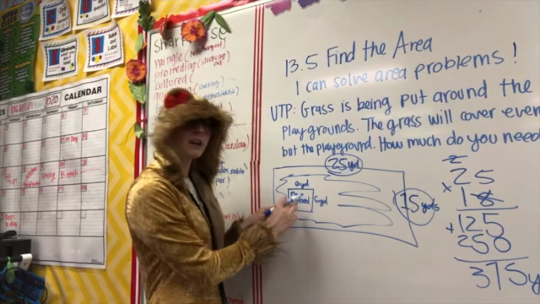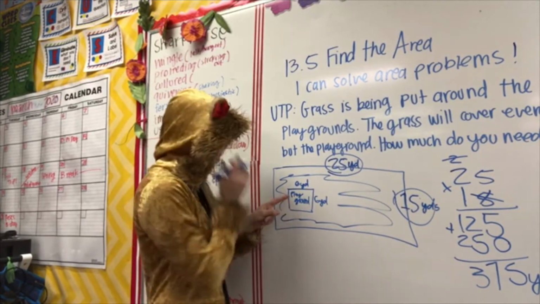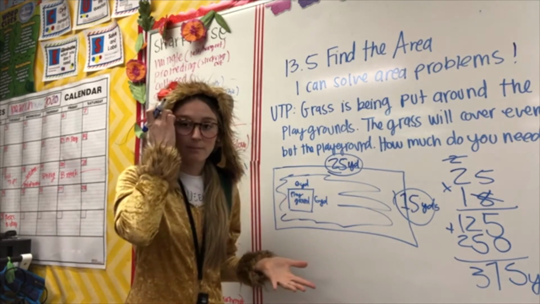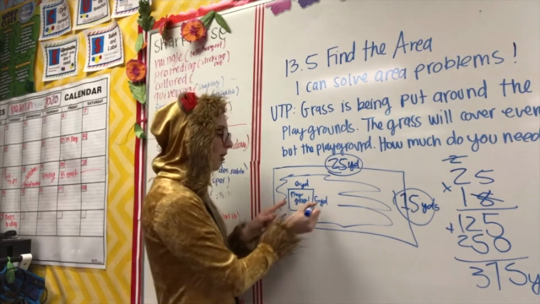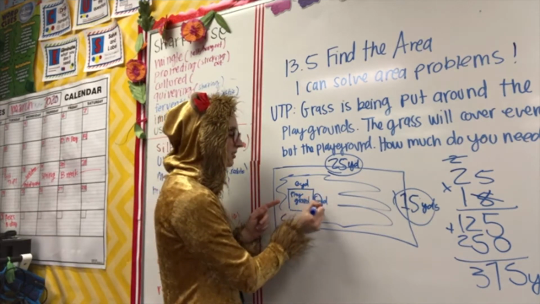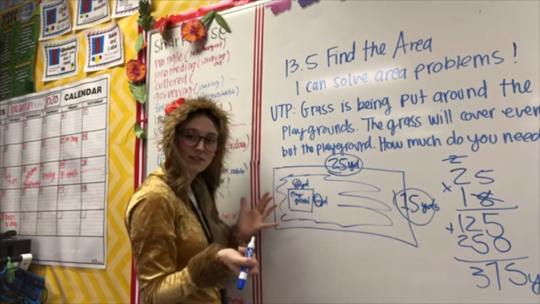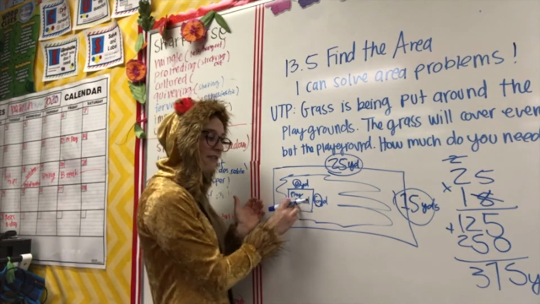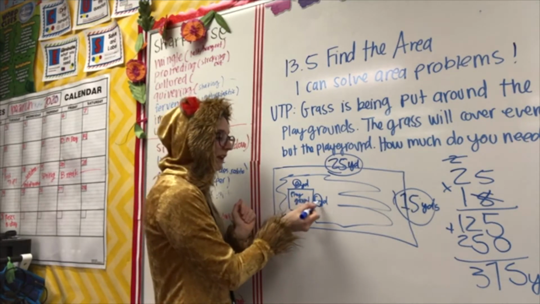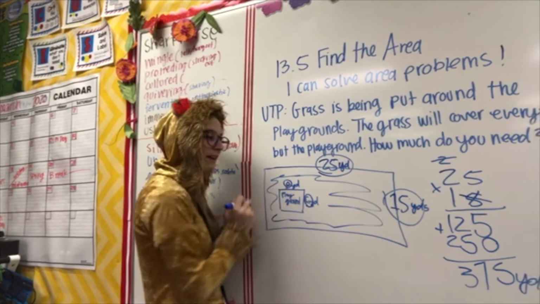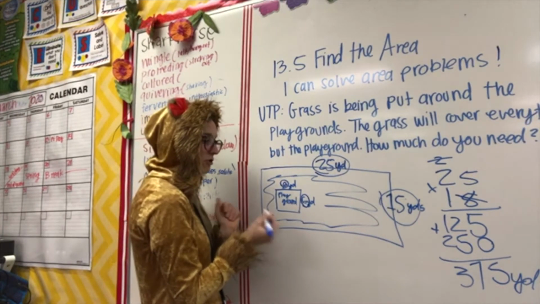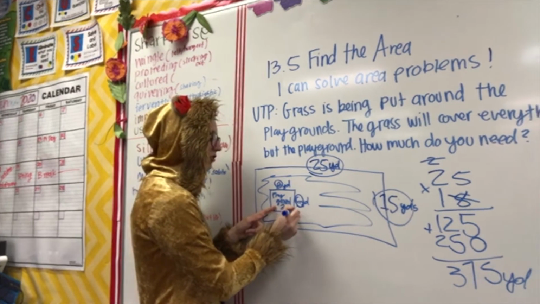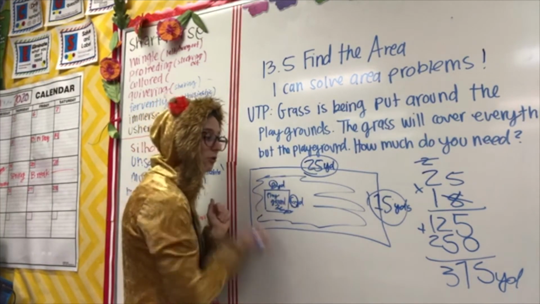But we don't want to cover the playground with grass. So what we need to do is get rid of that area of the playground. And we know how to do that. We say, if we know the area is 6 yards by 6 yards, a perfect square, let's find the area of it and just subtract it so then we don't have to get grass for this area. So let's think, what is 6 times 6? 6 times 6 is 36. So this area is 36. So we want to take 36 yards away from our total area.